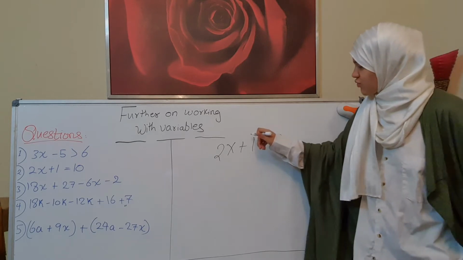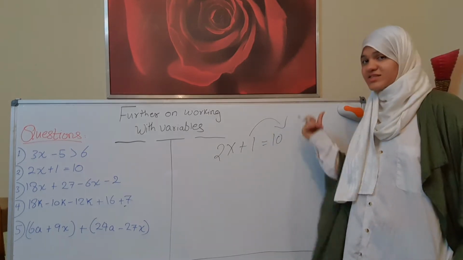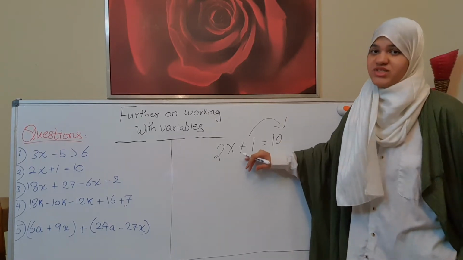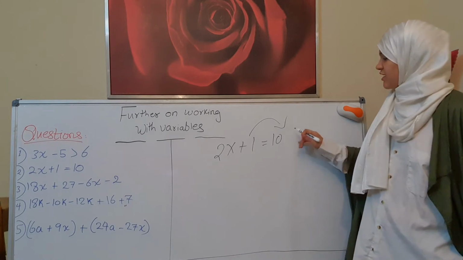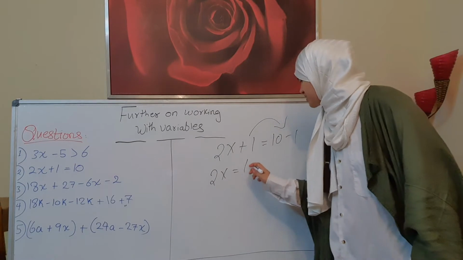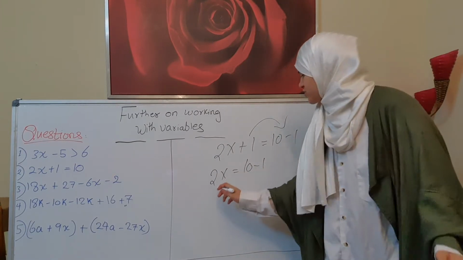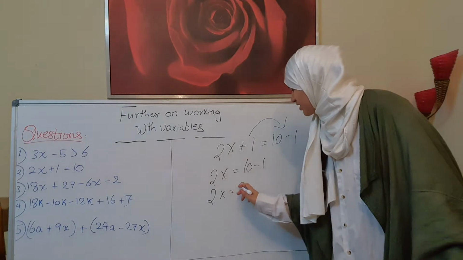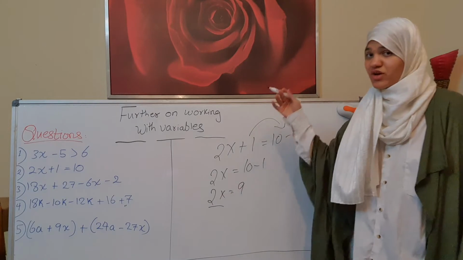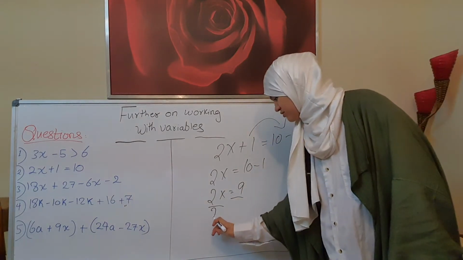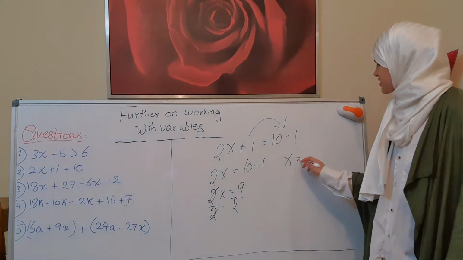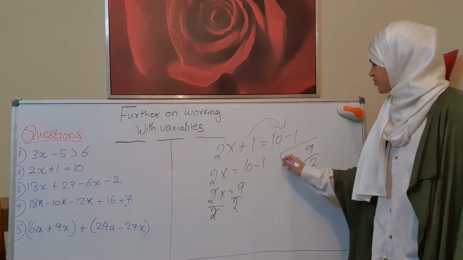So that means we'll shift 1 to 10, to the other side. And when we shift it, it will be negative because here it is positive. Positive 1, when shifted to the other side, will be negative 1. So 2x is equal to 10 minus 1, which is 9. So that means 2x is equal to 9. Now divide both sides by 2 because 2 is with the variable x. And as the final answer, the value of x is equal to 9 over 2.